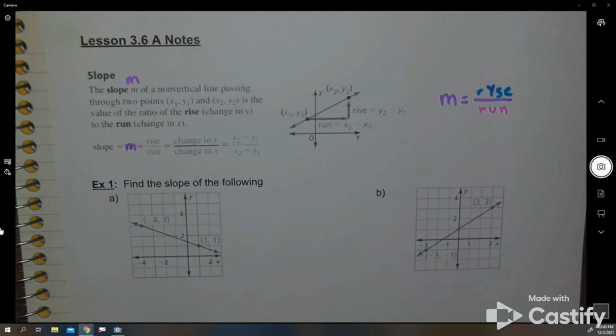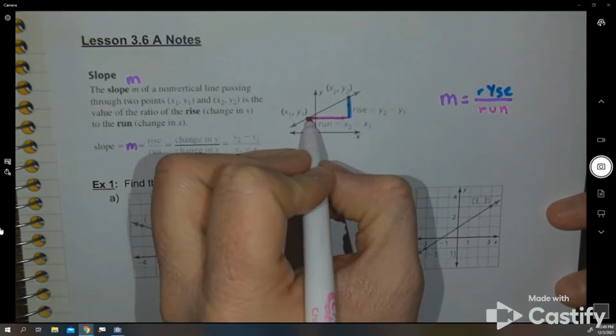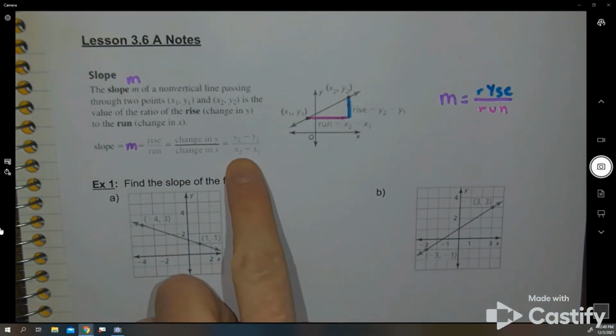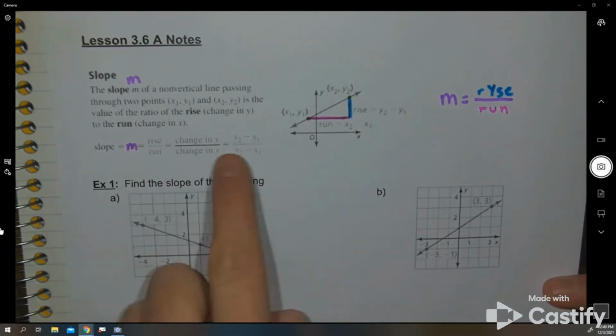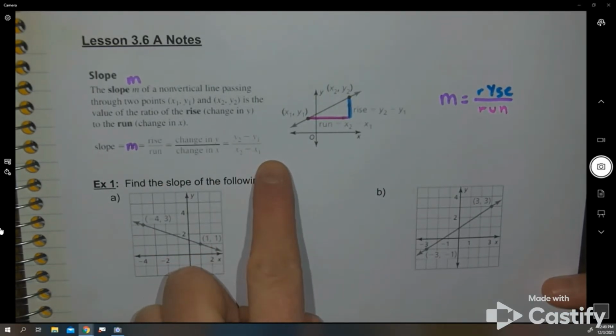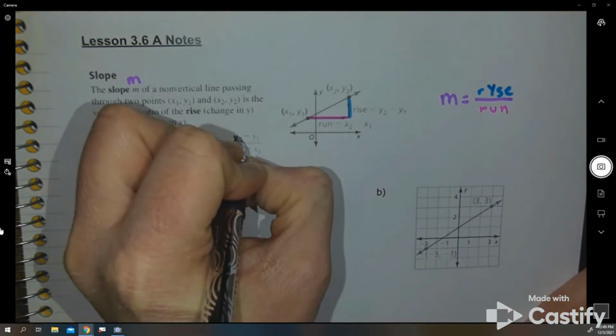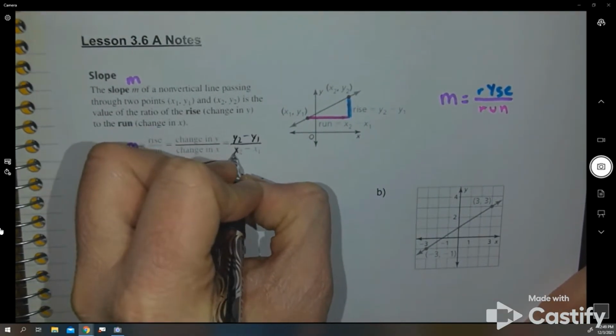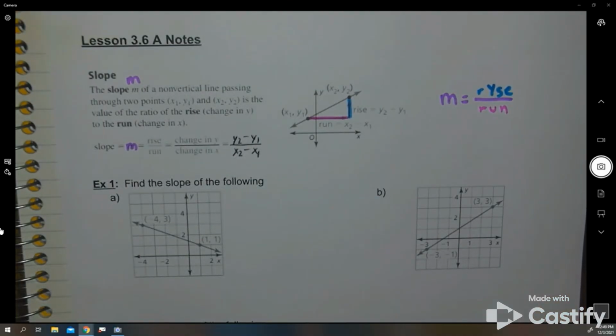And it always has to go that way. So here we've got our rise and our run is this part right here. So they also give you a formula right here. So if you have 2 points, you can do y2 minus y1 over x2 minus x1. It's a little bit hard to see there. So just depending on what information you're given will determine which thing is going to be best for you to use when you're trying to find the slope from the lines.